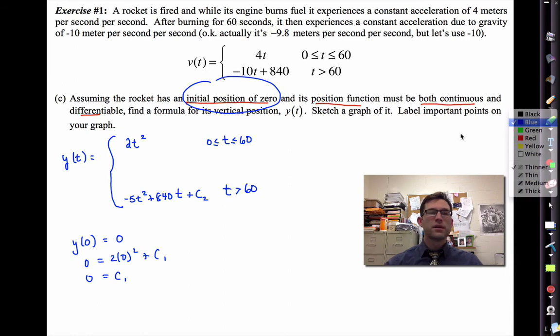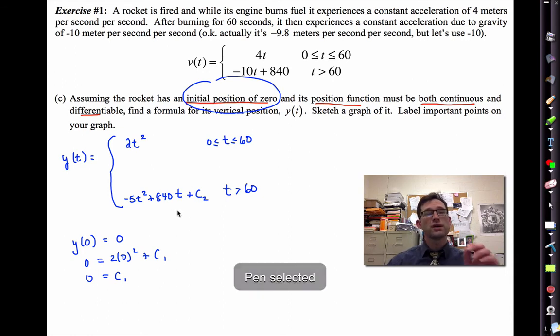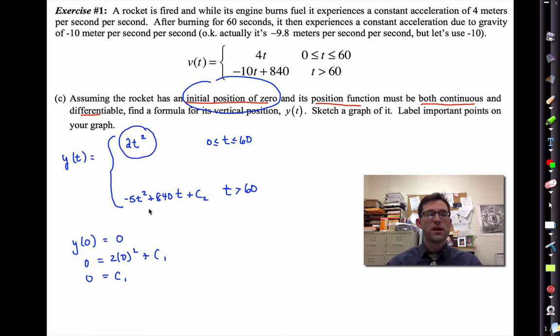Now, what we need is our C2. Just like the velocity, what we're going to recognize is the fact that whatever position this formula gives us must be the same position that this formula gives us right at 60, right? I just want you to think about this for a moment.